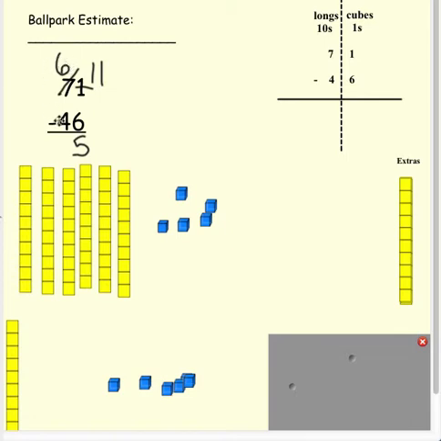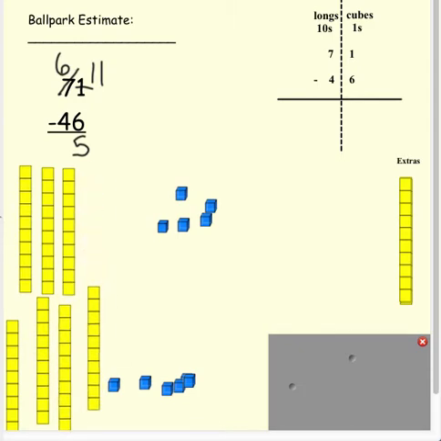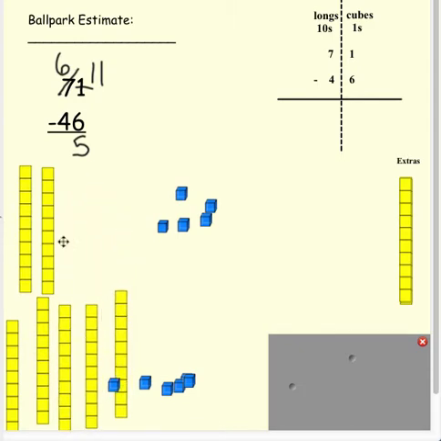I have 6 tens and I want to take away 4. Here they go. 1, 2, 3, 4. How many tens are left? That's right, there's 2 tens left. I'm going to go ahead and show that work. The answer to the problem is 25.